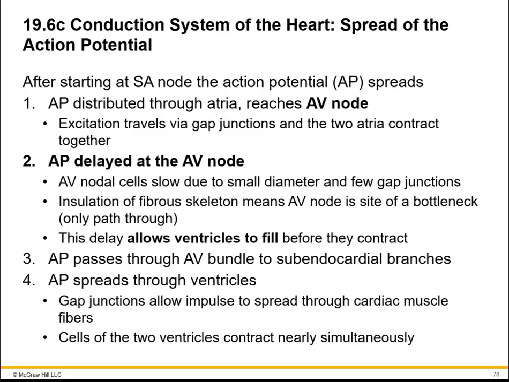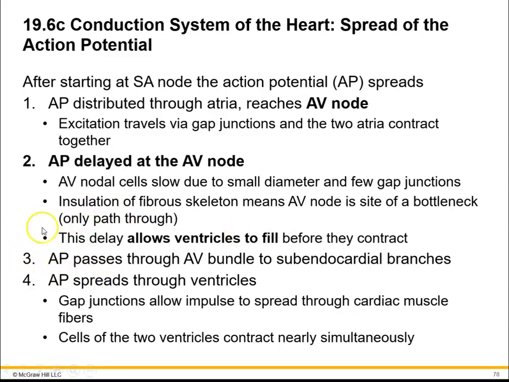So the AV node is kind of a site of a bottleneck. That is, it's the only pathway through. And so it's made up of smaller cells with fewer gap junctions. When the signal gets there, it's going to be delayed. And that delay gives the ventricles time to fill up with blood before they contract. So that delay at the AV node is critical.